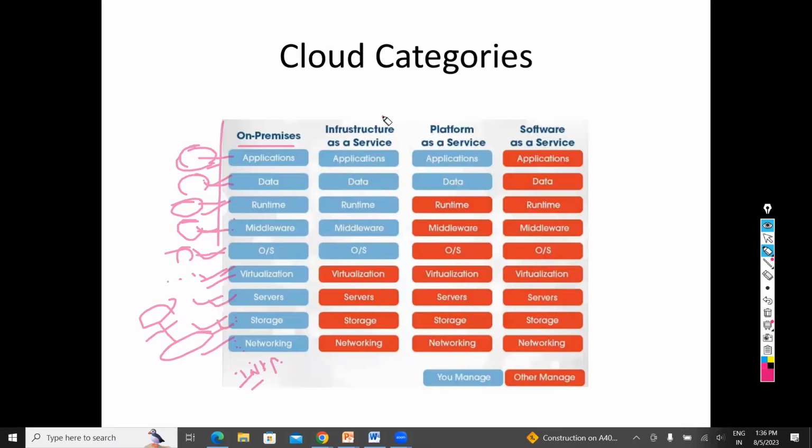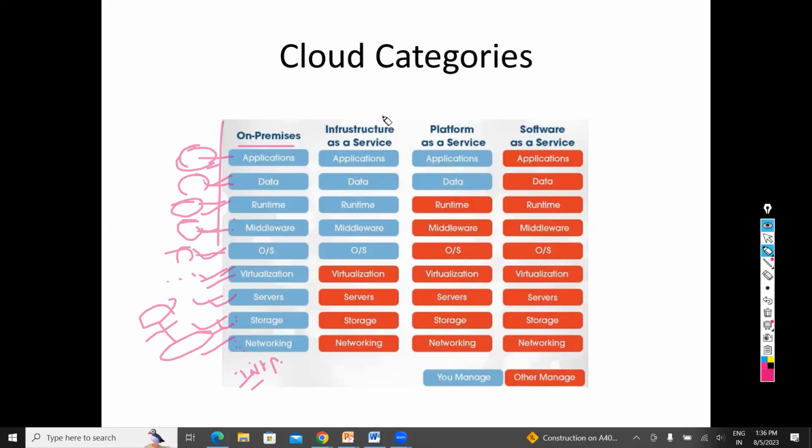For marketing purposes, they are providing desktop as a service, or security software as a service. For that marketing purpose, they are creating multiple categories, but these are the three basic categories in every cloud environment. One is infrastructure as a service.